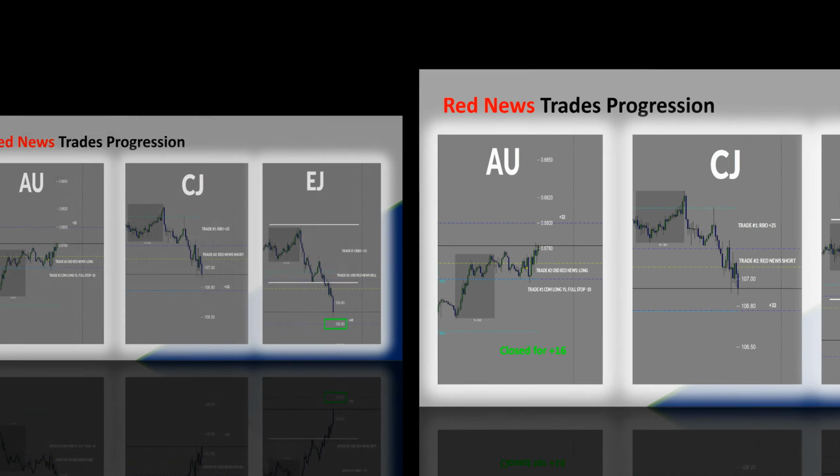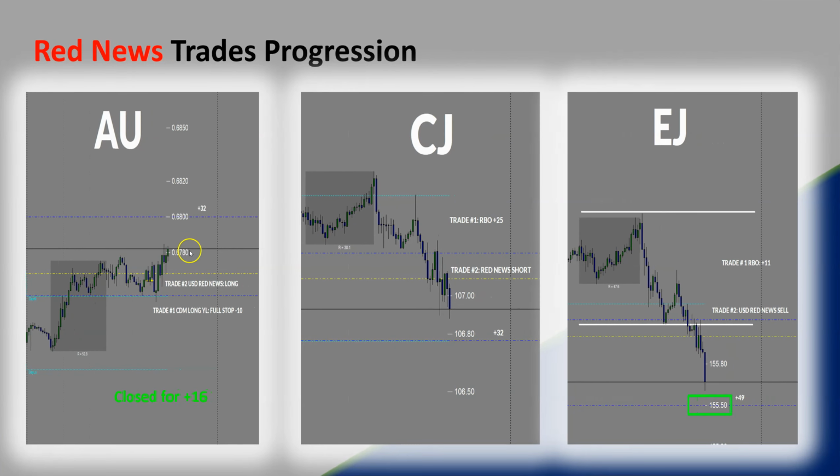And then here's the outcome. I ended up jumping out of this for plus 16. Didn't make it up to my 32 pips, up at 68.00. And then the CAD yen, I closed this for 15 pips. Also did not make it down to, I was targeting yesterday's low. It didn't make it down to my profit target of 32.